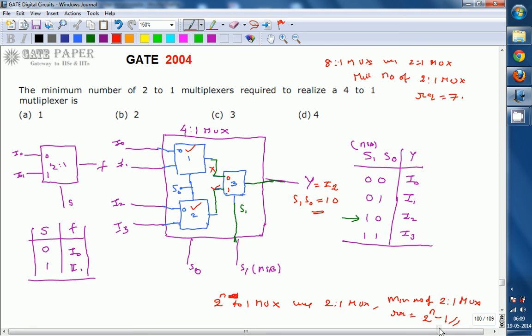In the case where 2 power n is 4, it is a 4 to 1 multiplexer, and we need 4 minus 1, which is 3. If it is 8 to 1, 8 minus 1, 7 multiplexers are required. If it is a 16 to 1 multiplexer using 2 to 1, it requires 15 multiplexers. You can remember this point. The right option for this question is C.